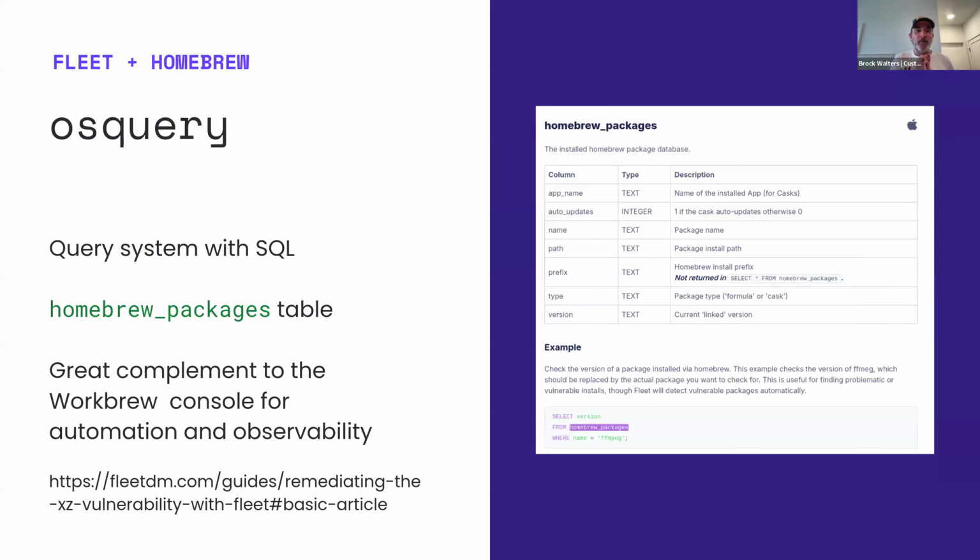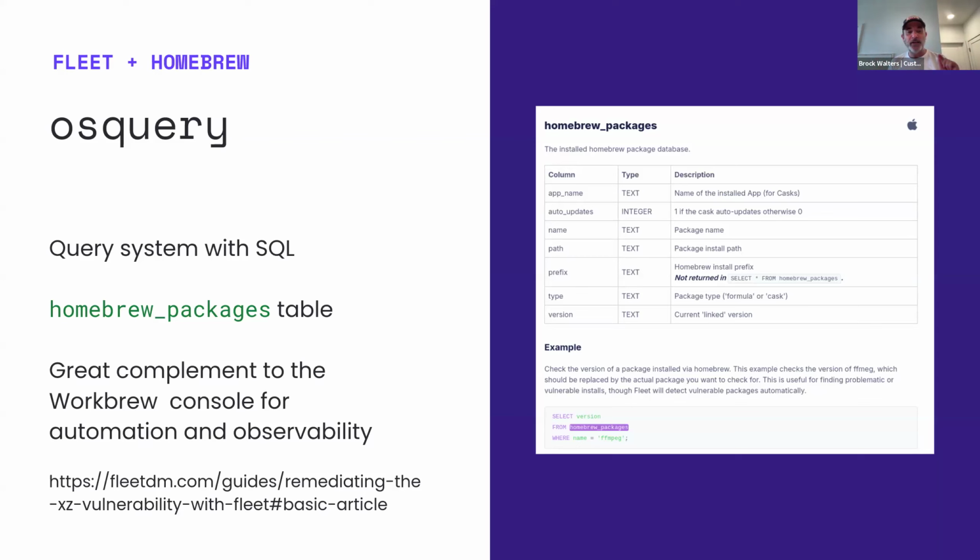Real quick, there is a homebrew packages table in the OS Query schema. I don't remember where that table came from, if that's an OS Query native table or if it was something that was added. I apologize for not remembering, but usually it's documented where the tables come from. Many of the tables have come from the community, and the Mac admins OS Query project is a great source of many tables that we actually use in Fleet. So big shout out to those guys for creating extremely useful tables in OS Query for Macs.